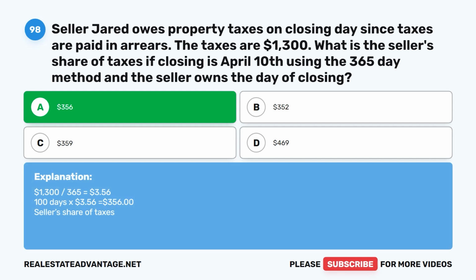$356. $1,300 divided by 365 equals $3.56. 100 days times $3.56 equals $356, the seller's share of taxes.